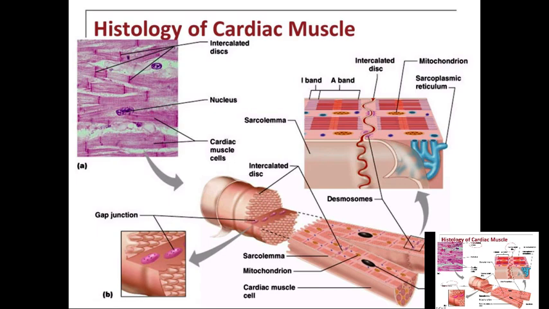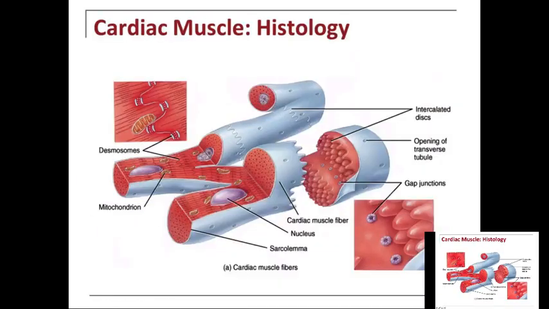Look at all the mitochondria that are there. Remember, the heart needs lots of energy. Mitochondria is producing ATP. And you can see that the cardiac muscle does look striated, just like skeletal muscle does. The difference is skeletal muscle is voluntary, and the cardiac muscle is involuntary.